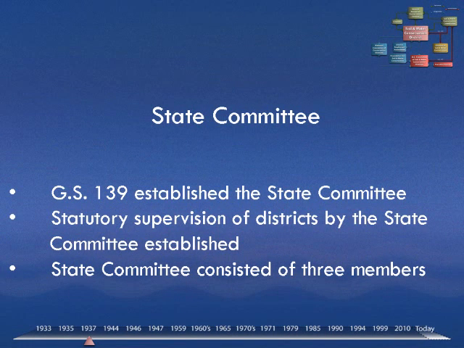Another important step in building the Conservation Partnership in North Carolina also occurred in 1937 and also through General Statute 139. Through legislative action, the North Carolina legislature created something known as the State Committee. This committee was charged by state statute to provide supervision, oversight, and guidance to the newly created soil and water conservation districts. At the time of creation, the State Committee was comprised of 3 members.